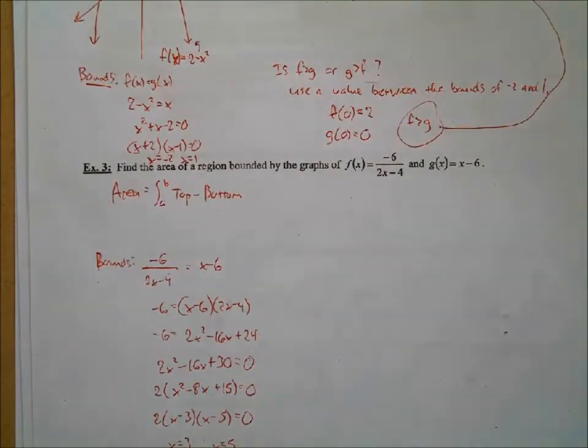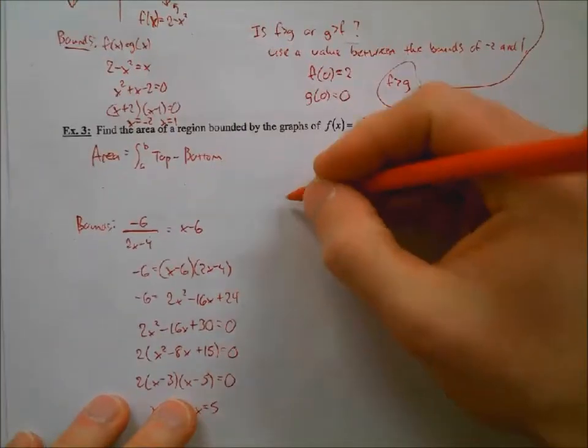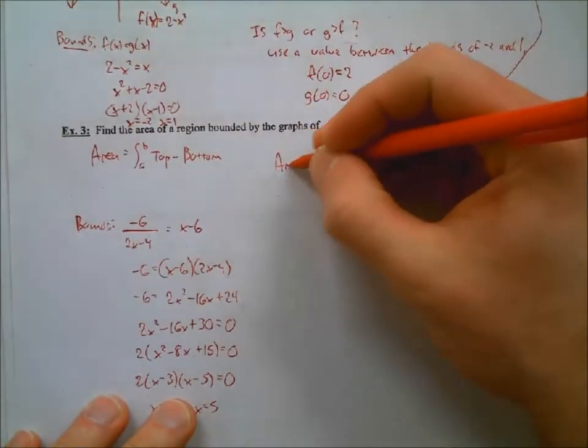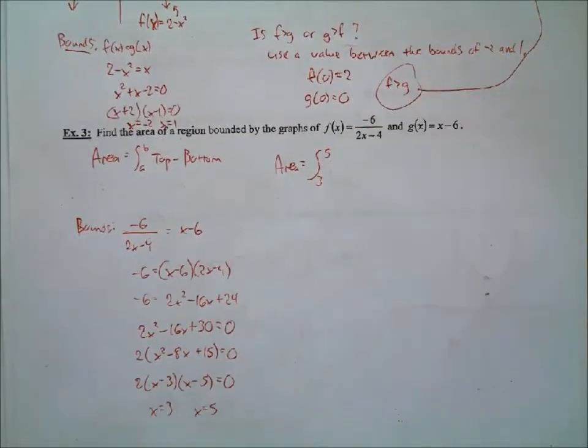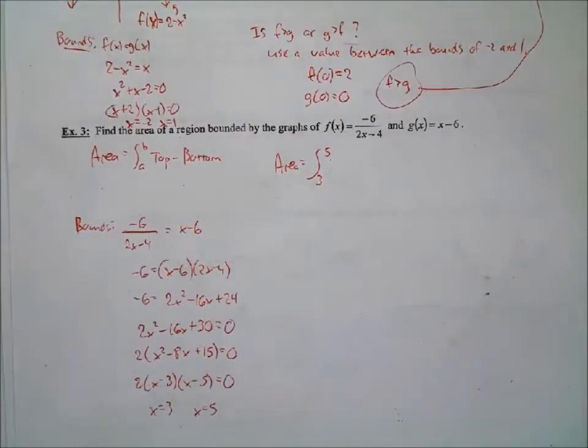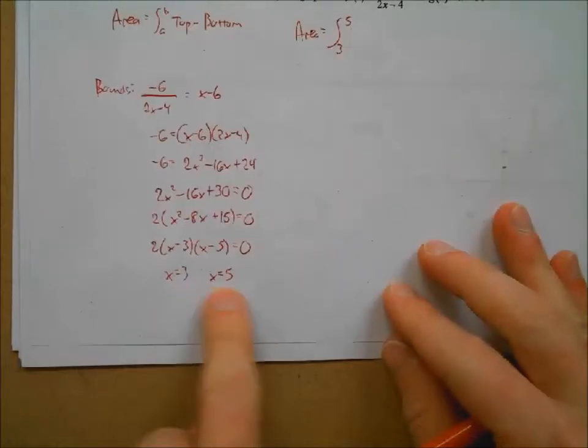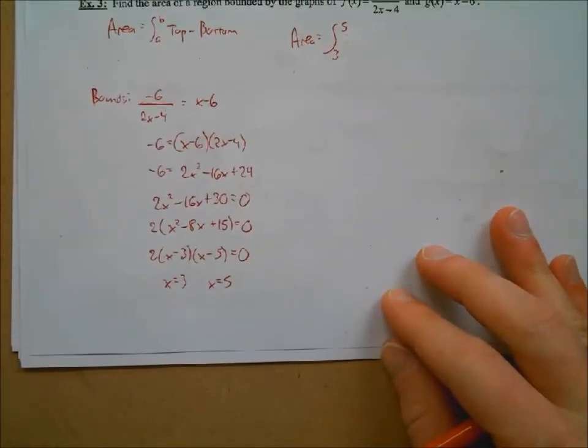Okay, so anyway, we set it up here. The area then is going to be the integral from 3 to 5. And now I have to figure out which curve is on top, which curve is on bottom. So what's a good number to check? Is 0 a good one to check? No. 0 is not in our interval, so we should not check 0. 4. Okay, so let's check 4.